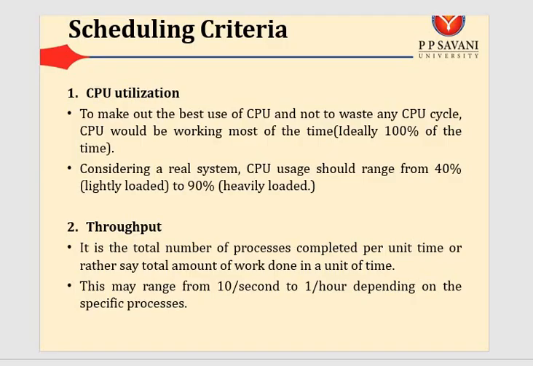Second one, that is the throughput. Throughput means the number of processes completed per time unit. That means how many processes are completed per time unit. It is the total number of processes completed per unit time, or rather, the total amount of work done in a unit of time. This may range from 10 seconds to 1 hour depending on the specific processes.